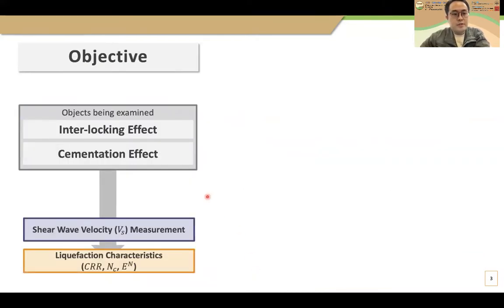So here is my objective. There are two effects to be examined. One is the interlocking effect. The other one is the cementation effect. And then both effects will be quantified by the shear wave velocity measurement. And then I compare the liquefaction characteristics indicated by CRR, number of cycles, or energy dissipation to shear wave velocity.